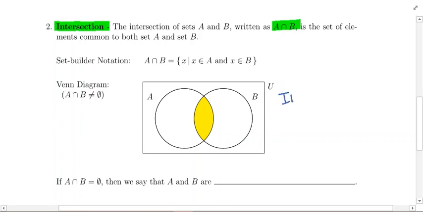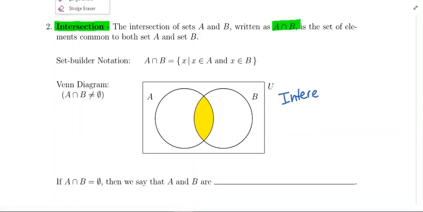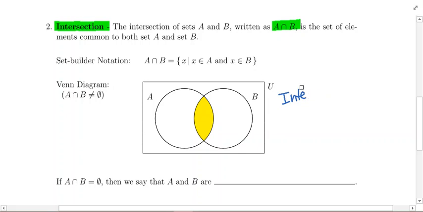So the intersection is the yellow shaded area here.